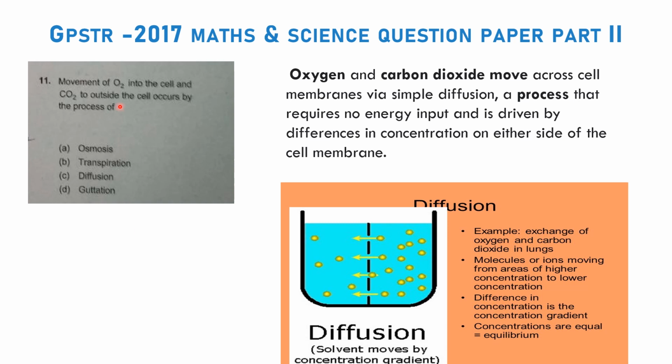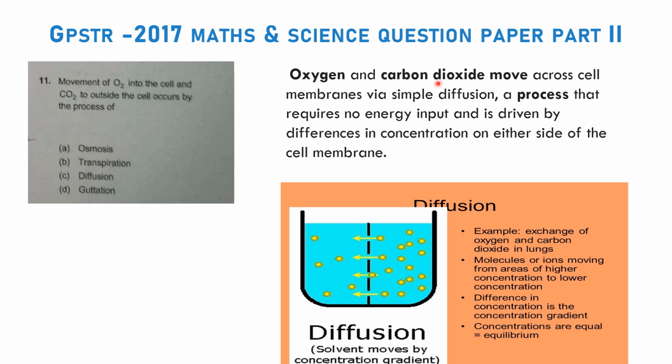Next question: movement of O2 into the cell and CO2 outside the cell occurs by which process? It will involve the movement of oxygen into the cell and carbon dioxide outside the cell. Option A, osmosis. Option B, transpiration. Option C, diffusion. Option D, guttation. Let us discuss in detail.